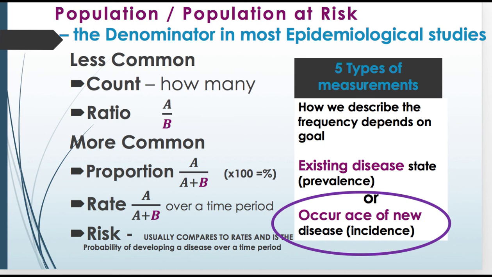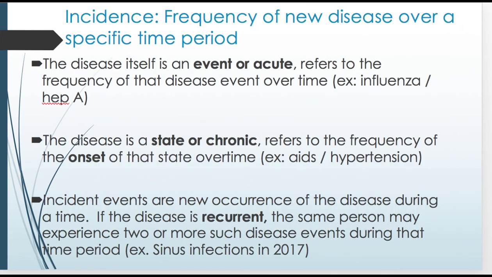The difference again between incidence and prevalence is incidence is the frequency of new disease occurrences over a specific period of time. And it's applicable to any disease. If the disease itself is an event or acute in nature, it refers to the frequency of that disease event over time. If the disease is a chronic state or chronic in nature, it refers to the frequency of the onset of that disease, so when that disease begins within a certain time period.